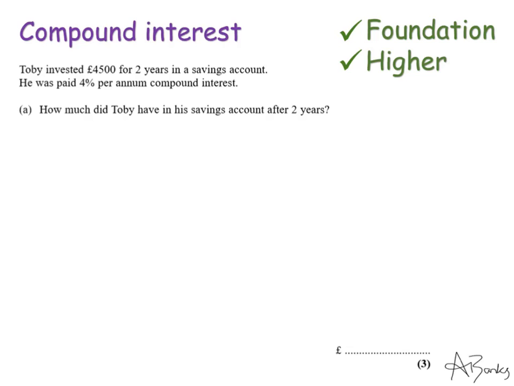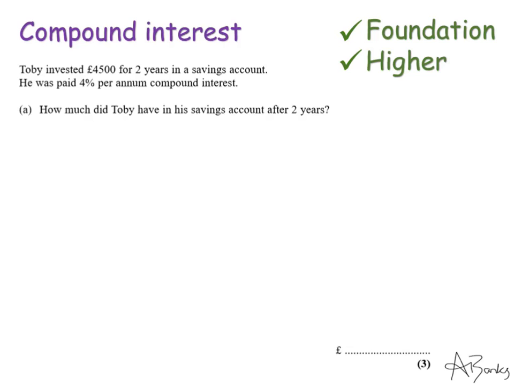So this question says, Toby invested £4,500 for 2 years in a savings account. He was paid 4% per annum compound interest. How much did Toby have in his savings account after 2 years? So what we need to figure out here is, at the end of 1 year, I need to find 4% of 4,500 and add that on. That's how much he'll have after 1 year.